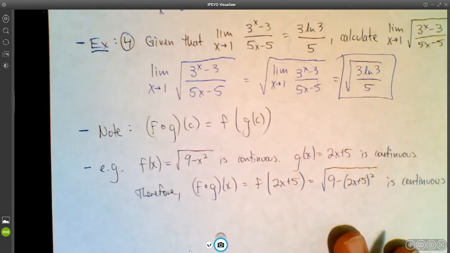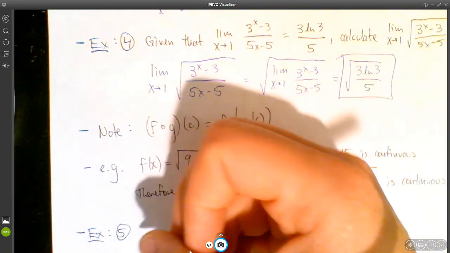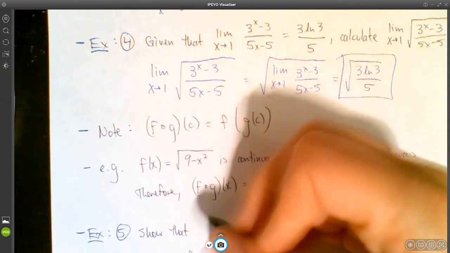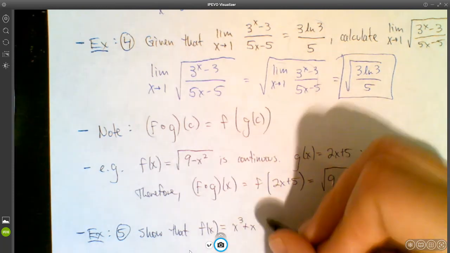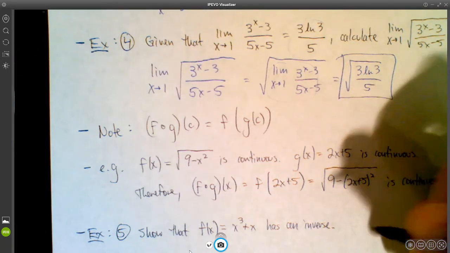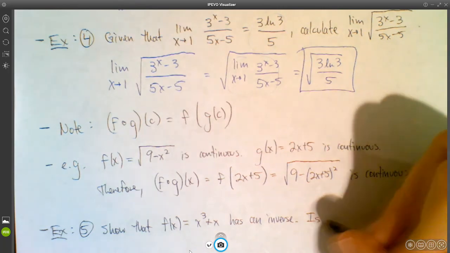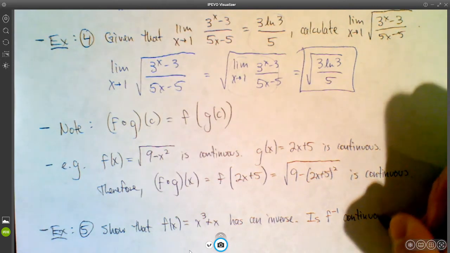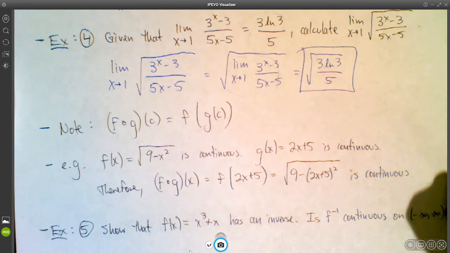So here's another example. Let's show that f of x equals x cubed plus x has an inverse. And once we've completed that task, let's answer the question, is f inverse continuous on the interval negative infinity to infinity?